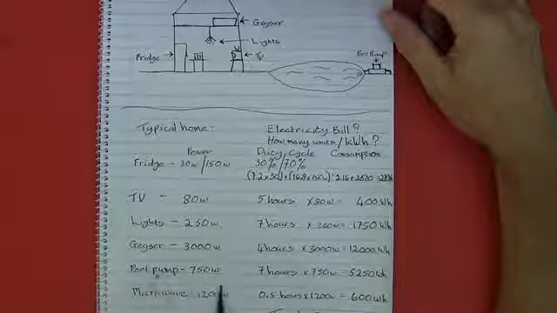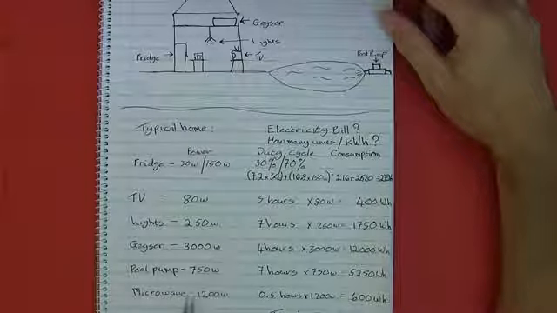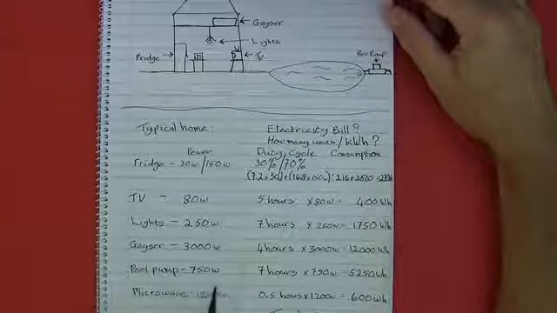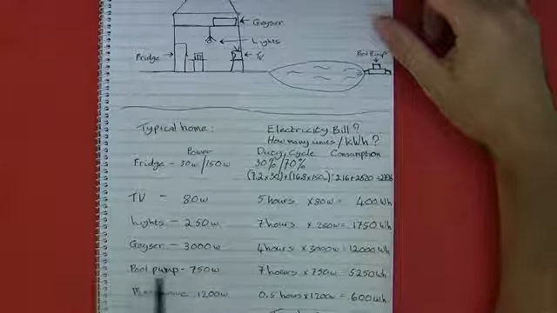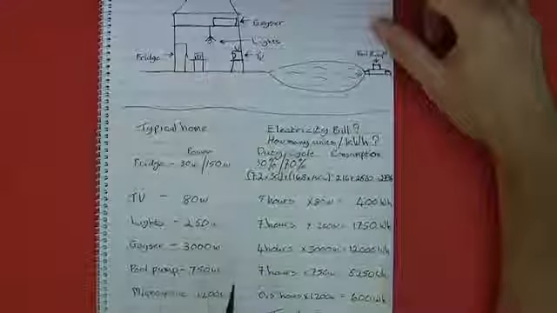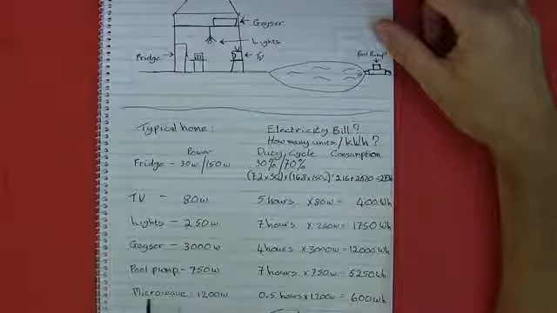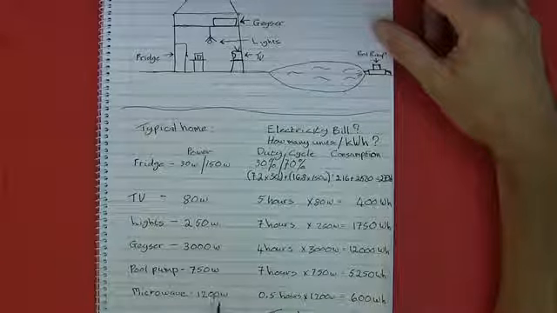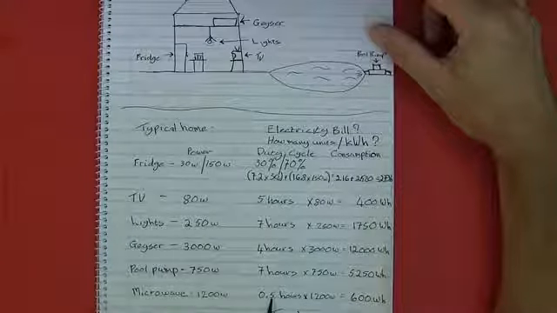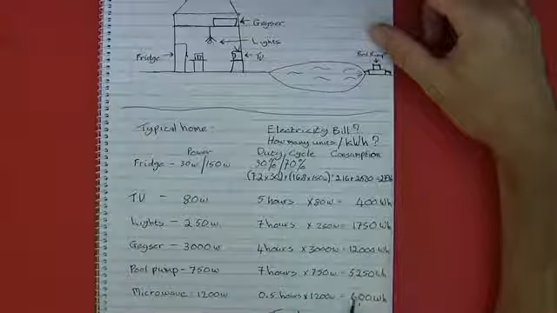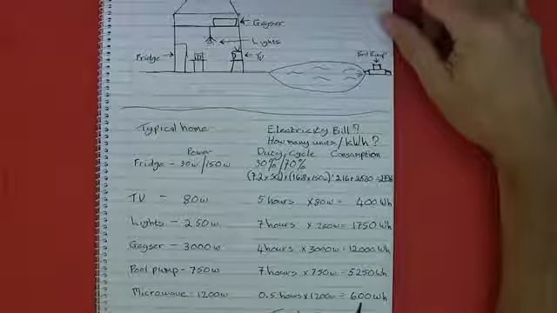Then let's say we've got a microwave. At this point in time, you might have a stove, you might have plates on your stove. These are just some examples of ways of cooking, and I've chosen a microwave. It runs at 1,200 watts. You might use it for half an hour to do your cooking. That equates to 600 watt hours.